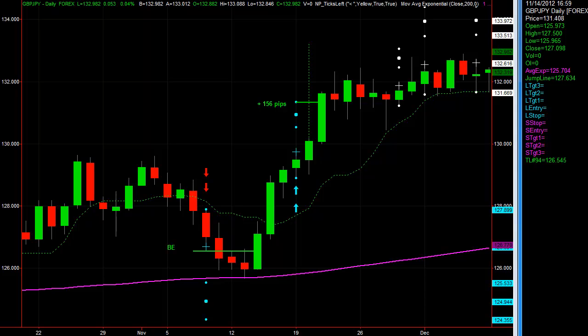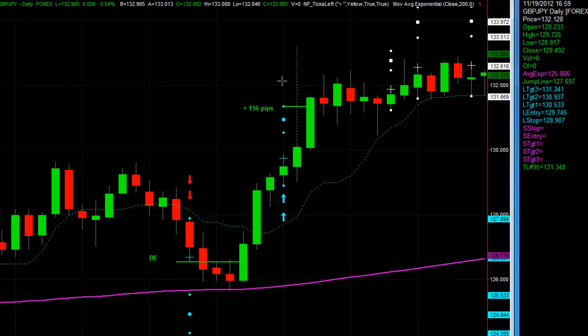So let's start with the pound Japanese yen. This is a really dynamic pair. It used to have a wide spread. The spread's gotten a lot smaller. With the end of day charts, it's a very small percentage now. It's about 2 or 3 pips only. Very easy. You have a setup right here.